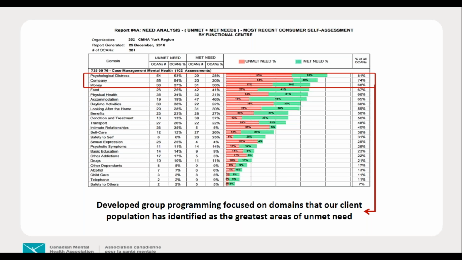By looking at Report 4A, which is the unmet and met needs from the consumer self-assessment, you can see that the top 3 areas identified were psychological distress, company, and money. So we were able to develop group programming focused on domains that our client population had identified as the greatest areas of unmet need.